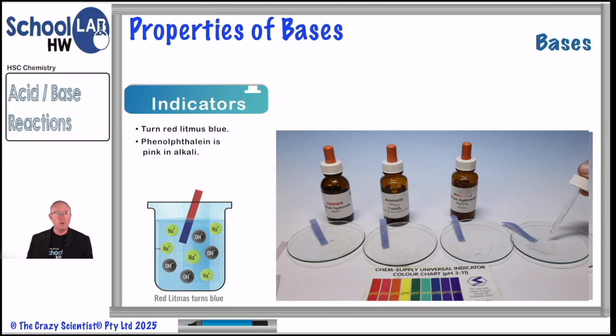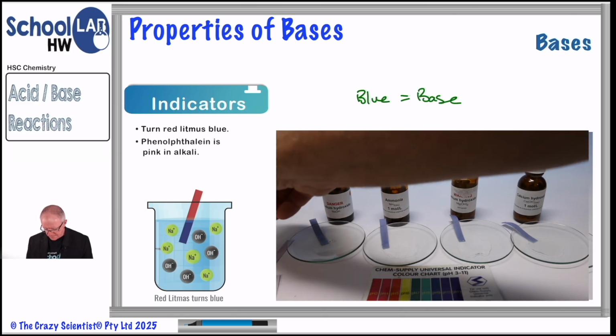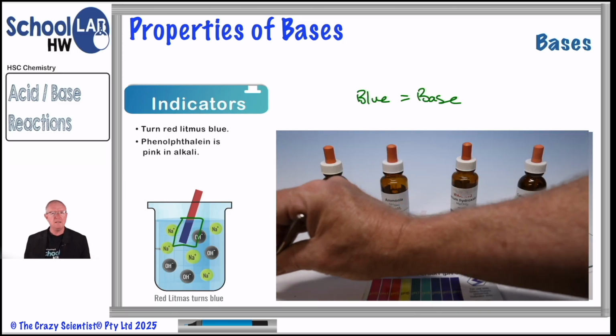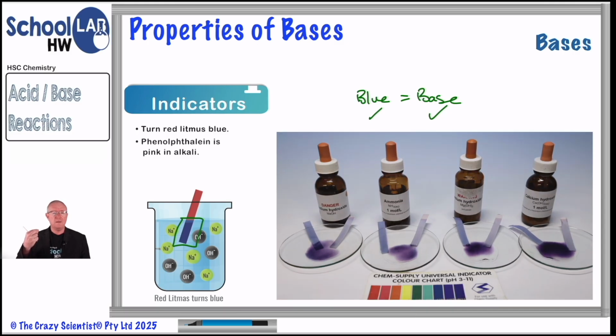Sometimes people remember blue is base, right? So blue equals base, which just means that the blue color that you see means it's a base. If you have a blue strip of litmus paper, it stays blue in base. If you have a red strip of litmus paper, it turns blue in base. So blue is base. That's how you can remember. Then of course the reverse must be true for acids. If you put a red litmus paper into an acid, it stays red, and if you put a blue piece of litmus paper in acid, it goes red.